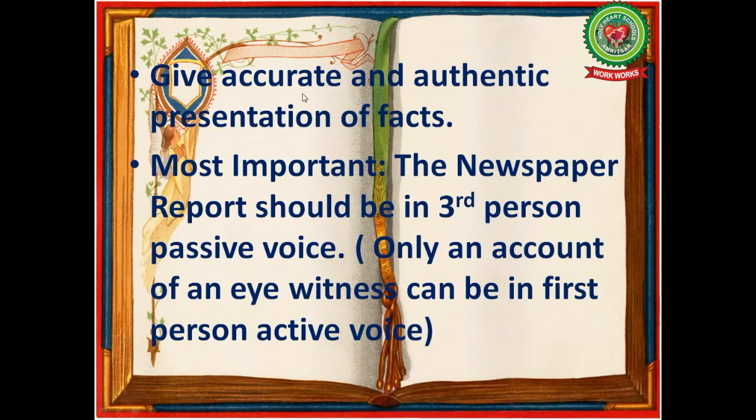You are to give an accurate and authentic presentation of facts. The facts should not be self-made. They must be accurate and authentic. And most important, the newspaper report, which we had already discussed, can be a crime report, a calamity report, or any event report. It would be in third person pronoun and in passive voice. Only an account of an eyewitness can be in first person active voice.